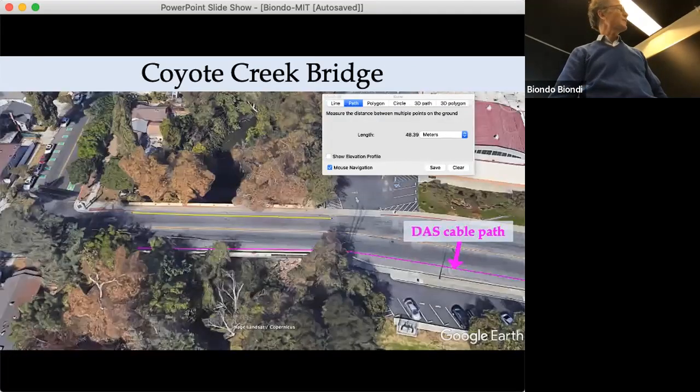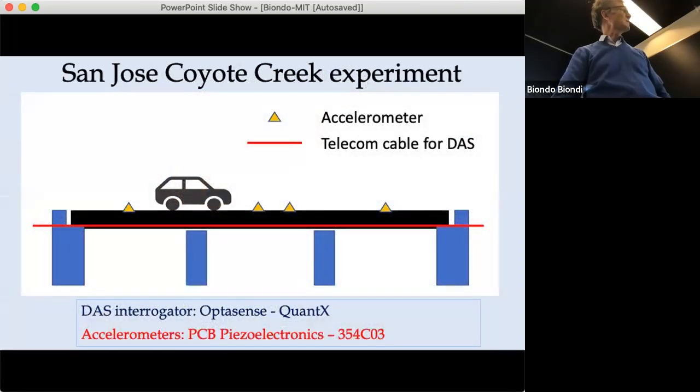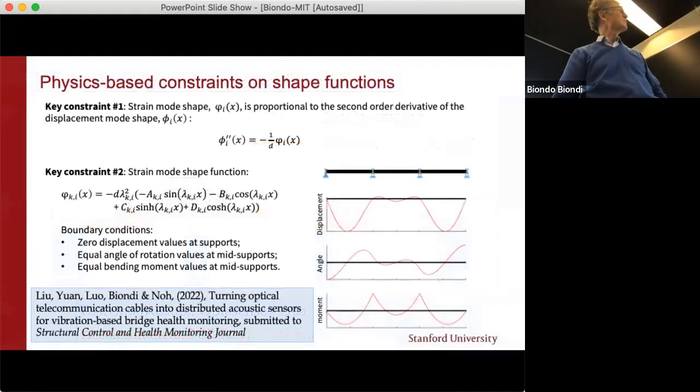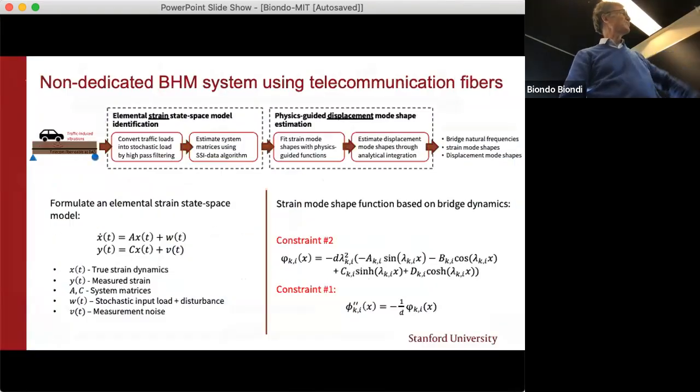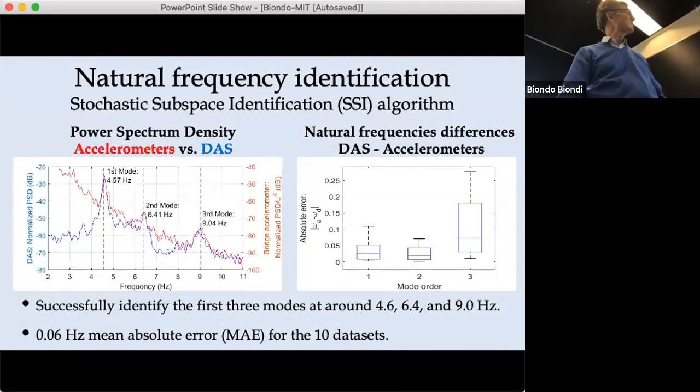So this is an aerial view from Google Earth of the bridge. And we had five accelerometers and the DAS going underneath. Xinzhao developed a nice parametric model. Basically, it is a system of ordinary differential equations to connect the parameters of the bridge to the recorded data. I don't have the time to go through it, and there is a paper coming out soon that will describe it in quite a bit of detail.